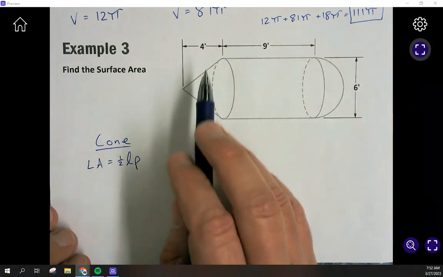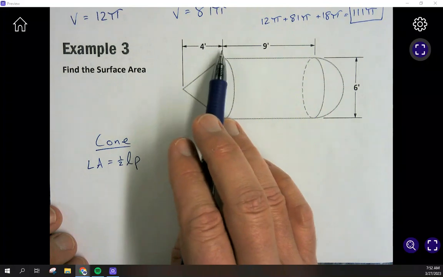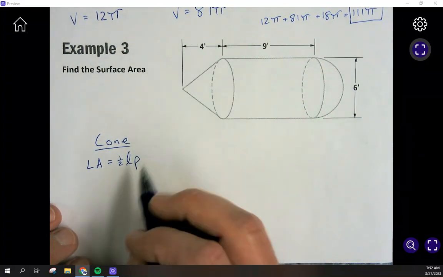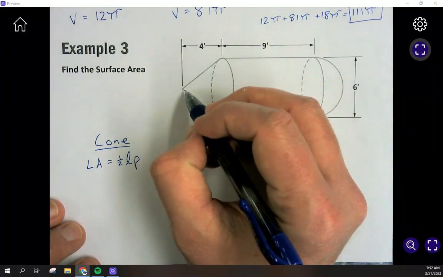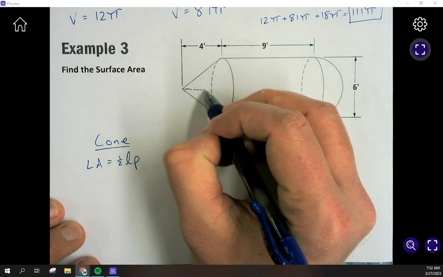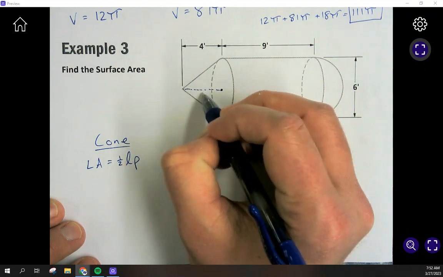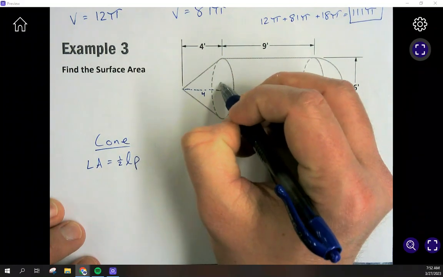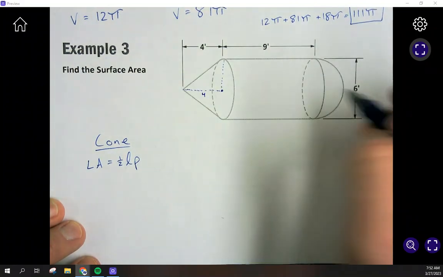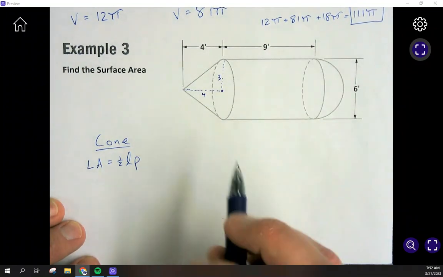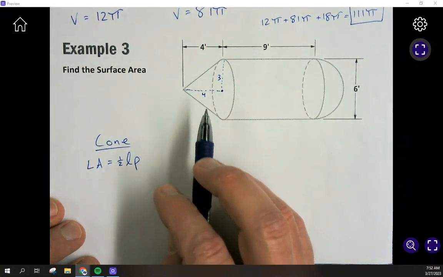Now, slant height is different than height. So we can't just grab this 4 here and use that. So we need to actually go ahead and find it. So right here, the height of this is 4. And we know that the radius is 3. We've used that a bunch of times. It's the same picture as the top. Just finding surface area now.